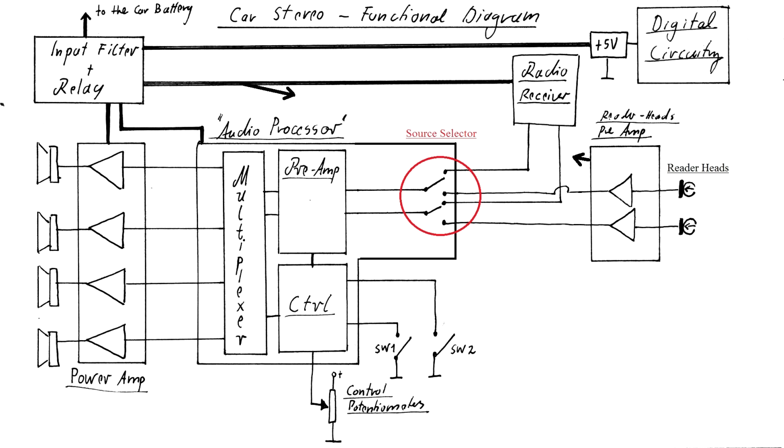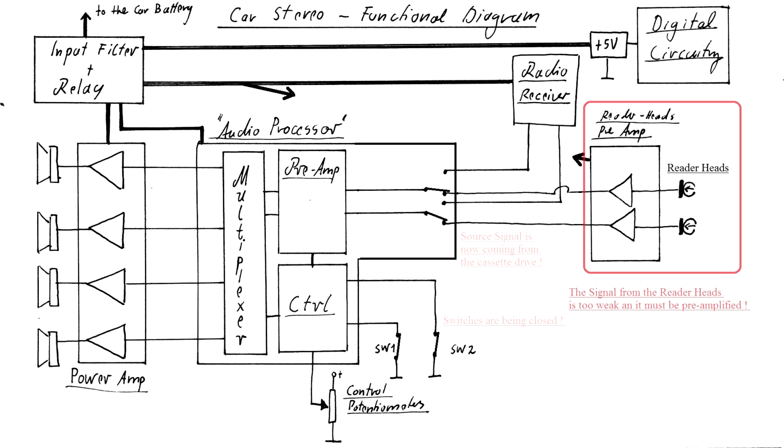An electronic selector switch that is controlled by the state of the two switches 1 and 2 determines if the input signal is derived from the receiver circuit or from the reader heads, while that signal is not connected directly to the processor IC, but is first amplified in a separate preamplifier.